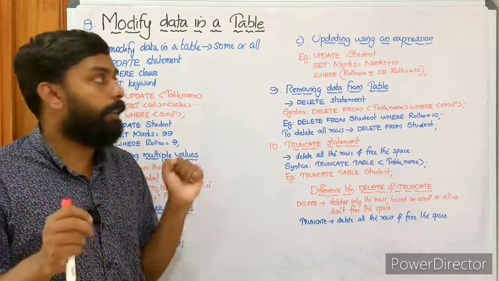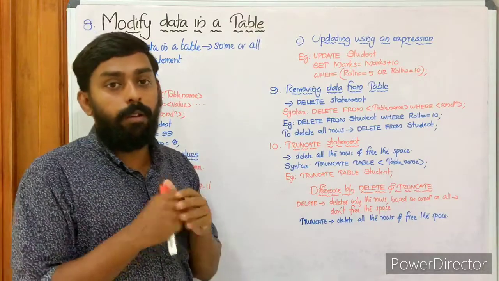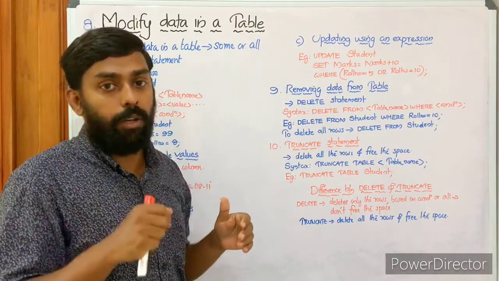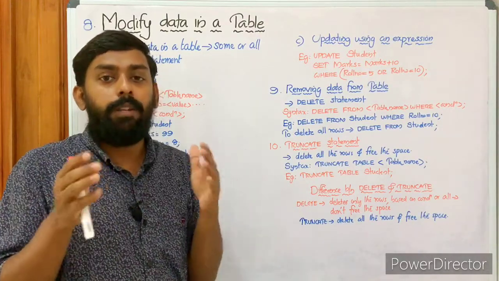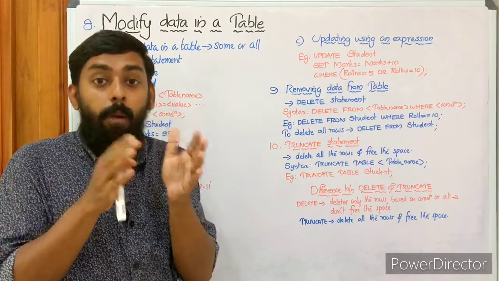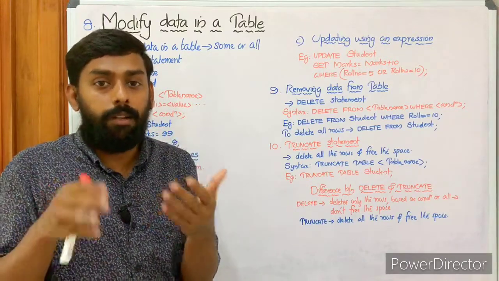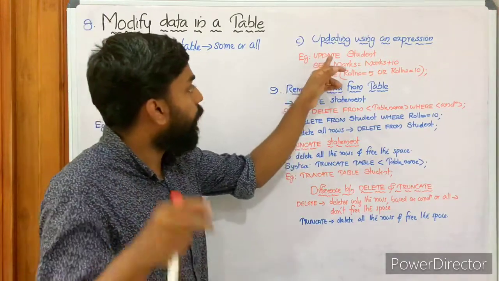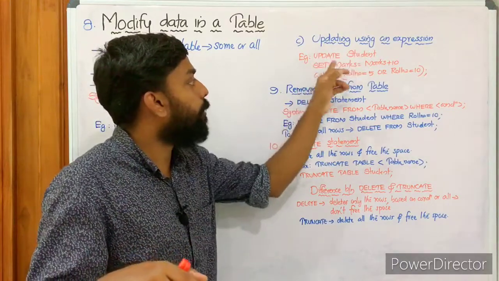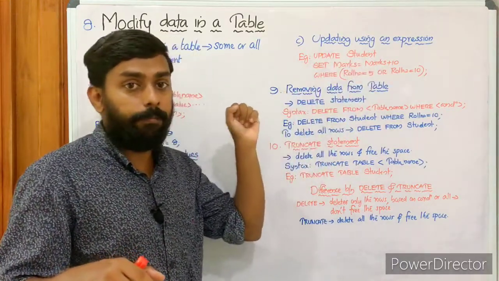Now let's look at the last option, updating using an expression. You know what an expression is? An expression is a combination of statements. Then we have the example: update student, set marks equal to marks plus 10.